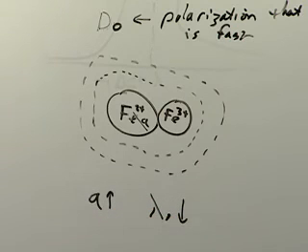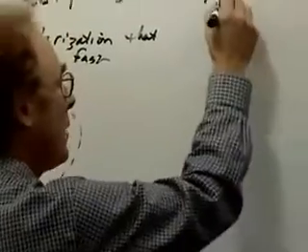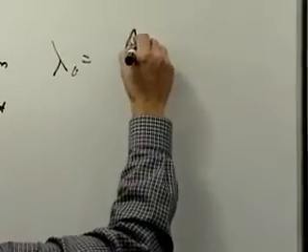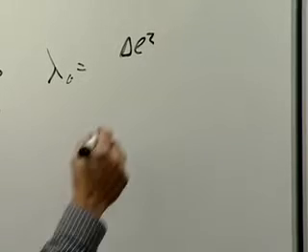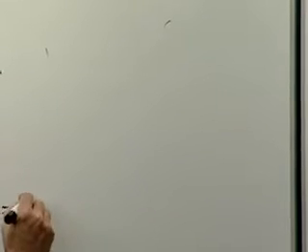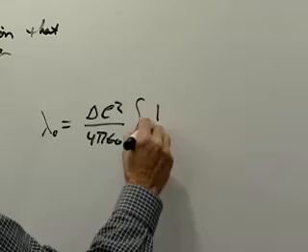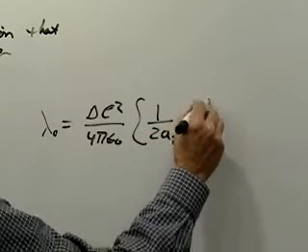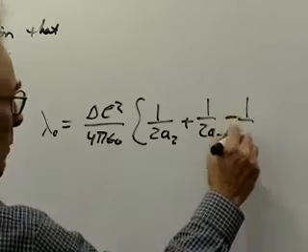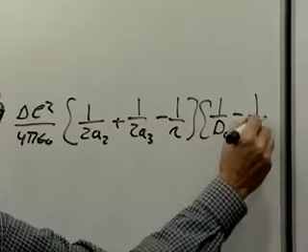Okay? And so Rudy, as I say, worked out this formula, and the classical formula is that the outer sphere thing is going to be delta E squared times, oh, well, I'm not going to have room there. Hold on. Lambda out is delta E squared over 4 pi epsilon 0, all times 1 over 2a2 plus 1 over 2a3 minus 1 over r times 1 over d op minus 1 over ds.